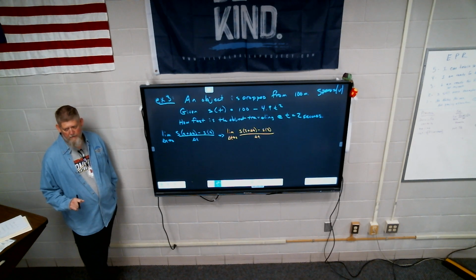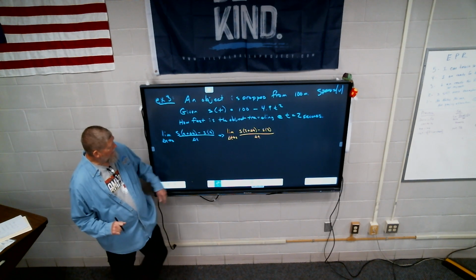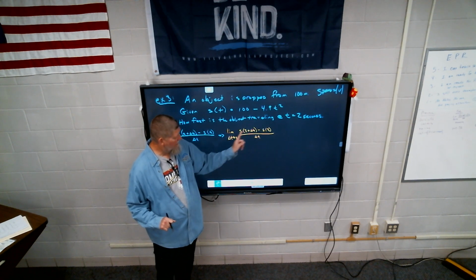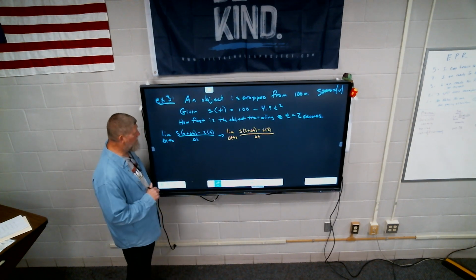So you do the next step for me. Take 2 plus delta t and plug it in. Take 2 and plug it in and rewrite that numerator. Take a second and try that.